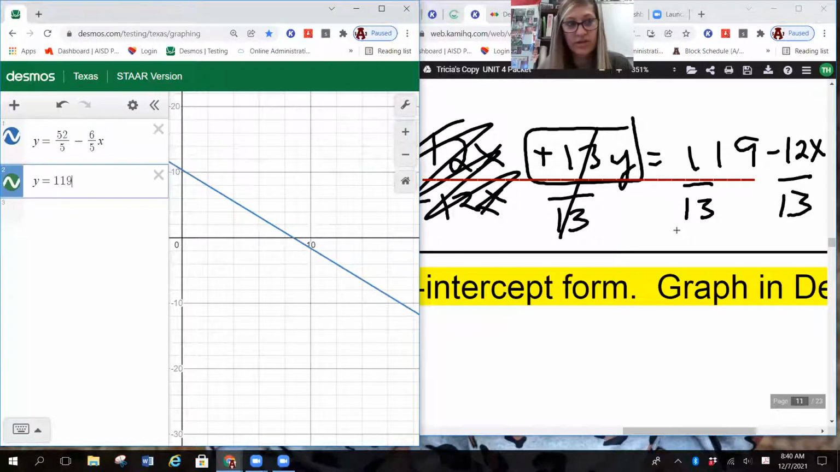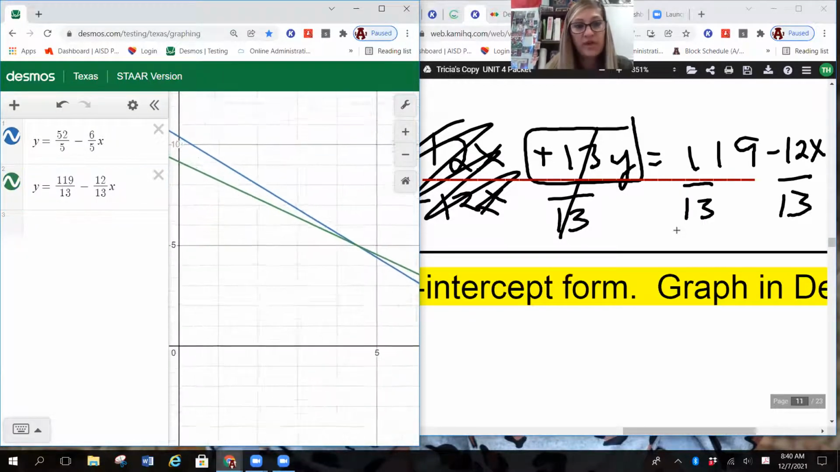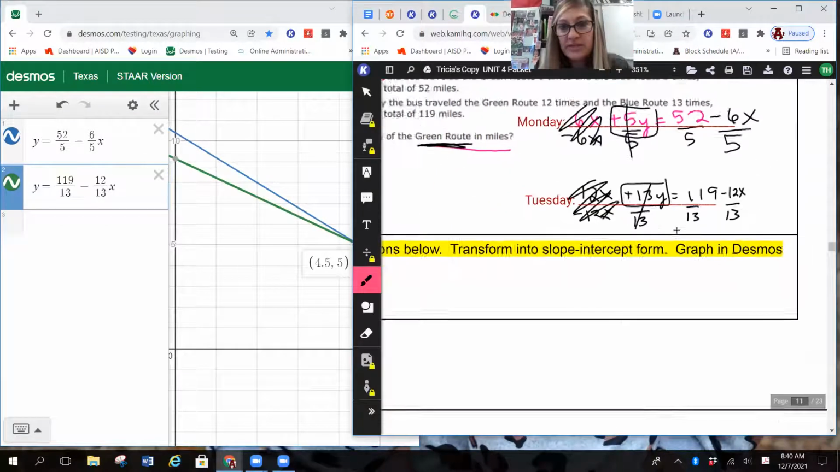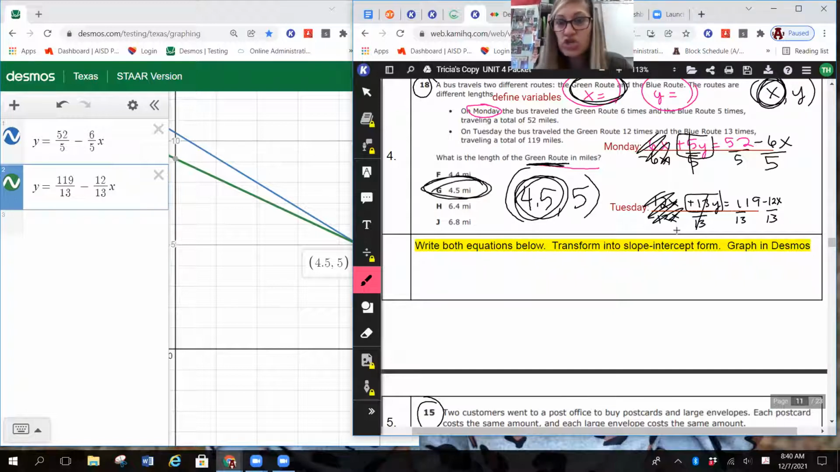Y equals 119 divided by 13. And notice it says 9.15, blah, blah, blah. We'll leave it as a fraction. Minus 12 divided by 13 with an x. They do intersect nicely. There's the gray dot. They intersect at 4.5, 5. I only care about the x, so my answer is choice G.